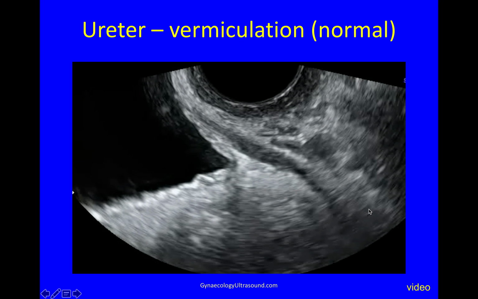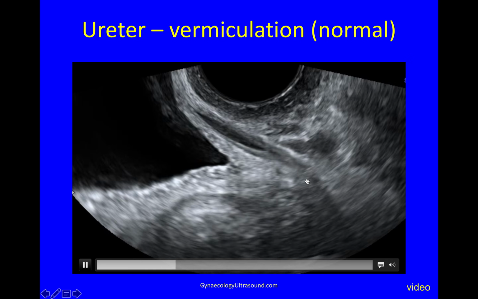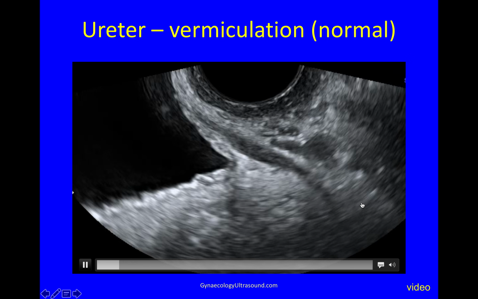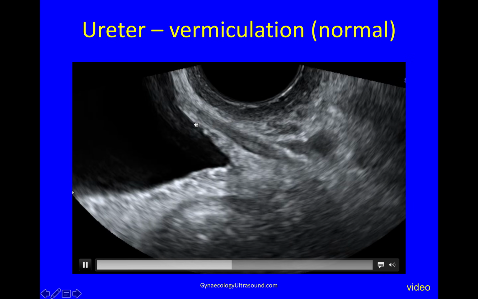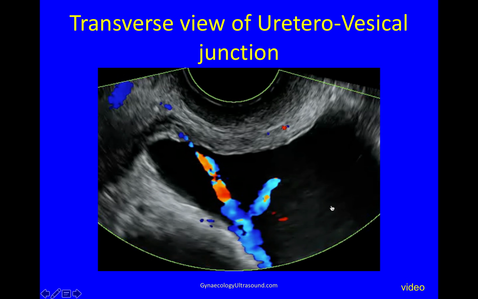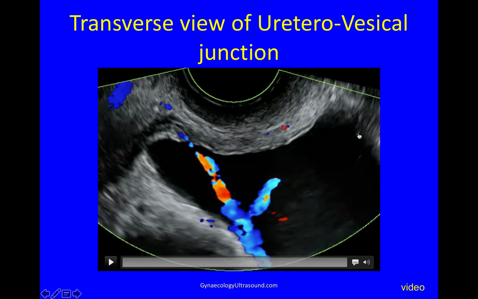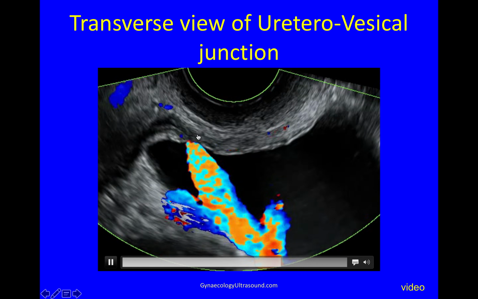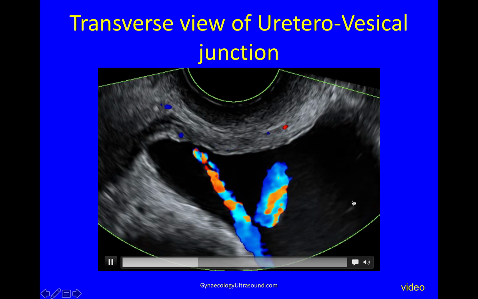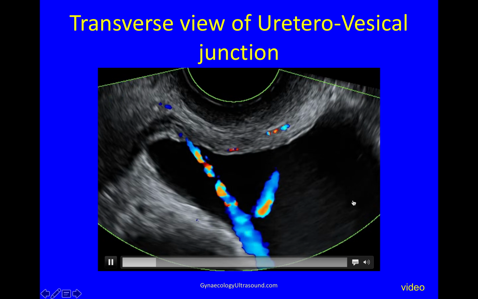So looking at the bladder. And what you might see, this is the ureter as it's entering the bladder. You can see vermiculation. This is completely normal. You can see how the urine is entering the bladder at the trigone. And this is a transverse view of the same thing, just to show you. This is the right ureter, and this is the left ureter. You can see with a bit of colour Doppler that she's well hydrated.